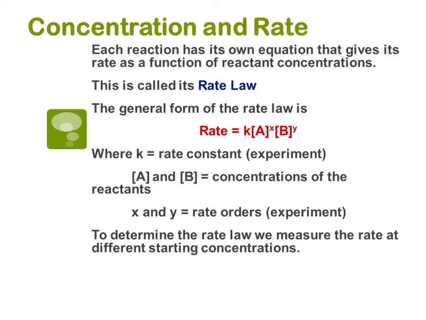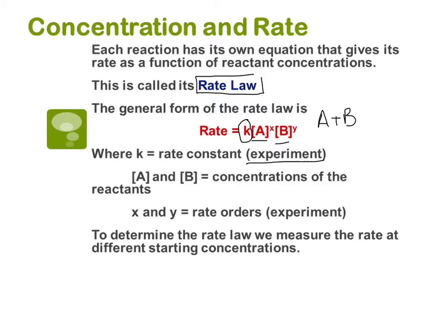Each reaction has its own equation that gives its rate as a function of the reactant concentrations. So this is called the rate law. The general form for the rate law is the rate is equal to a constant K, which we can determine through experiments, times the concentration of A to the power of X and then B to the power of Y, where A and B are concentrations of reactants.